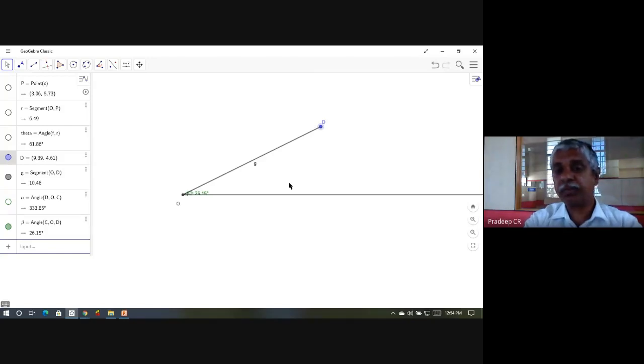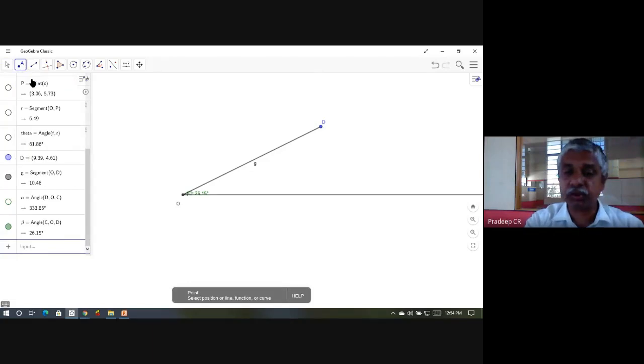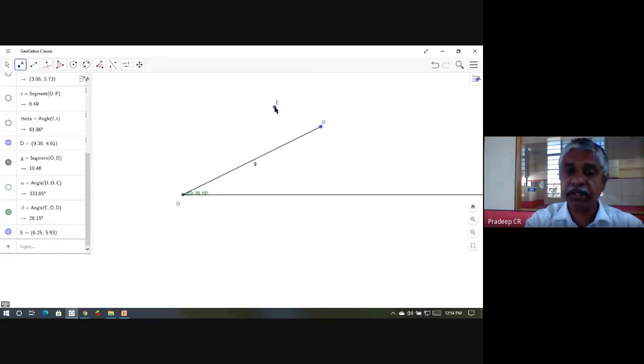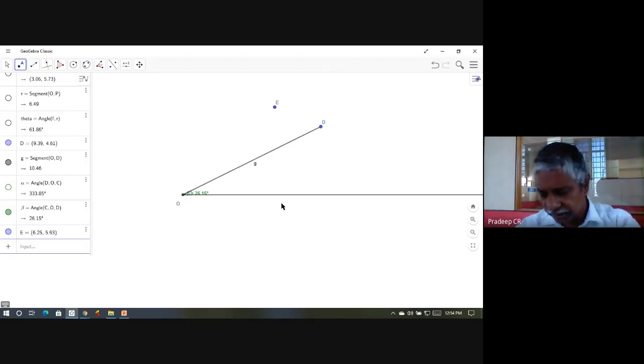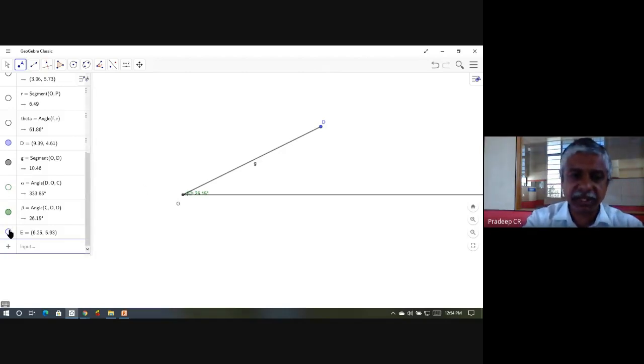Similarly, if you give me any point in the plane, I can always find out how far it is from O and what is the angle between OE and this line. I can find this out. So given a point, the same thing as giving two coordinates, which are called polar coordinates. There are some names to it. So let me tell you those names.